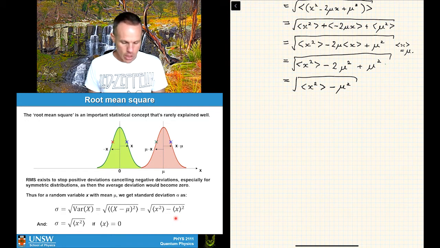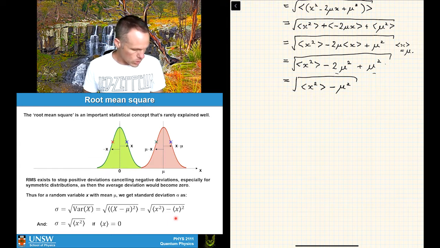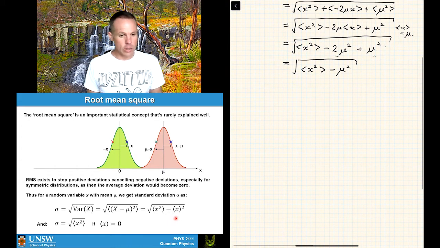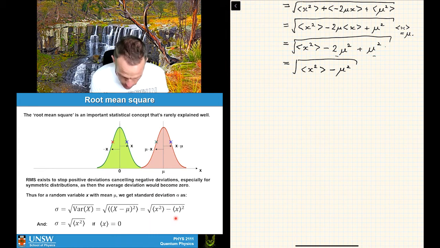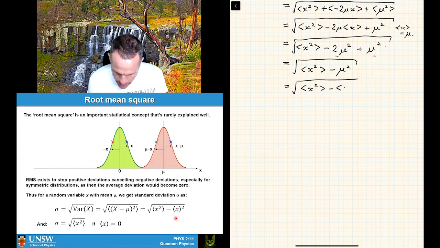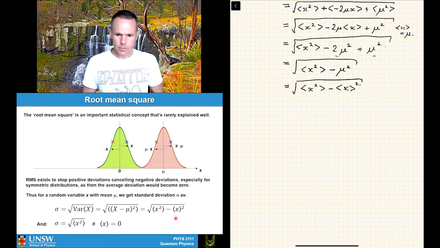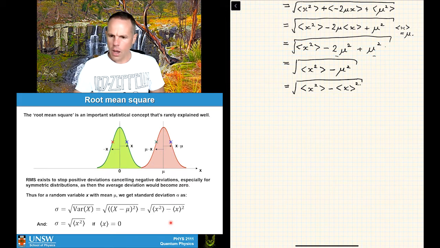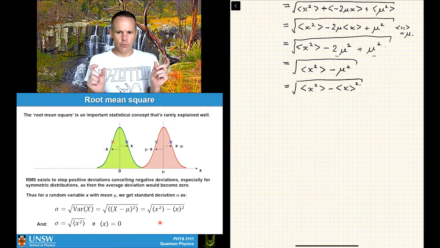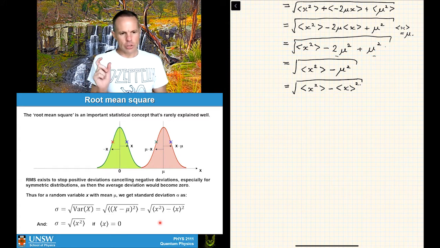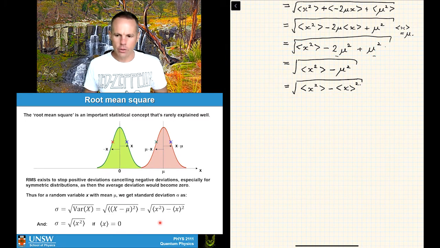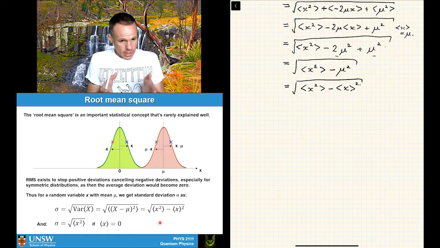Okay, so basically we're just cleaning up this minus 2 mu squared and the mu squared on the end. And of course we know that mu is just the average of x. So we can make that jump back again and write this thing in a form that looks like this: average of x squared minus the average squared. And so that gets us to our final result just here, which is we can write the standard deviation as the square root of the difference between the average of the square of x minus the square of the average of x.